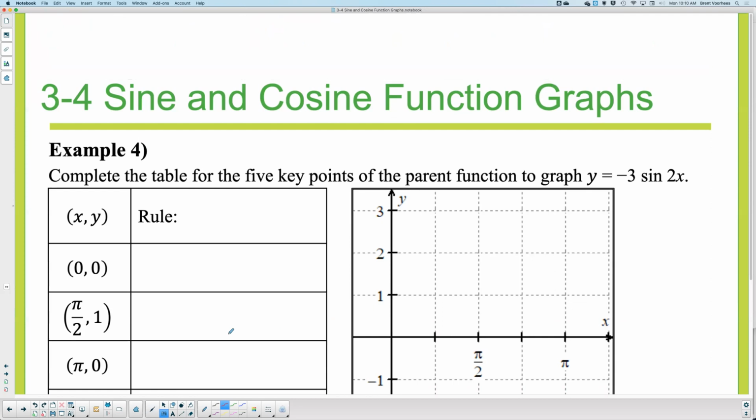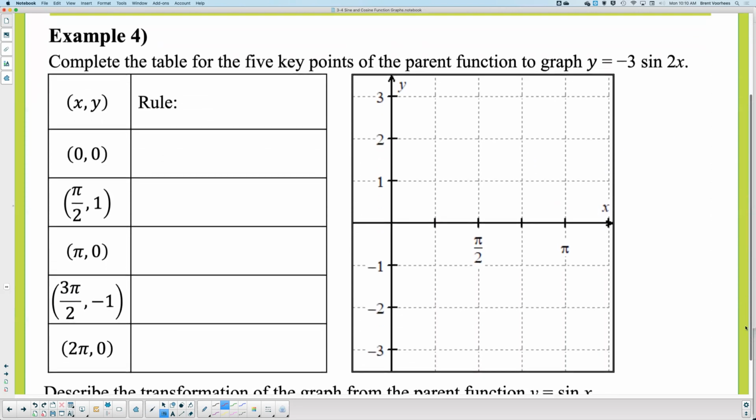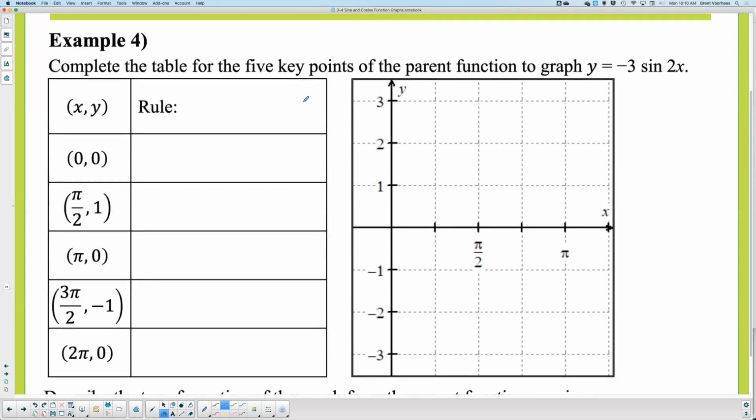Example 4. Well, now what we're going to do is start doing some transformations. It says complete the table for the 5 key points of the parent function to graph y equals -3 sine 2x. First question I have for you: this -3, mathematically, what's the -3 doing to the sine function? Multiplying. Is it multiplying x's or y's? So what I'm going to do over here on the rule is put a parenthesis, leave a blank for the x, and do the comma, and do -3y. That's the rule.